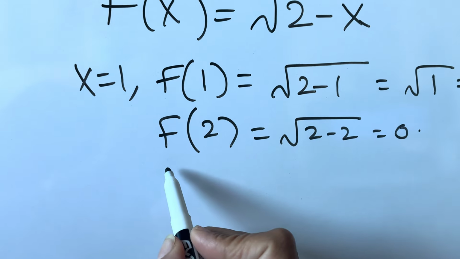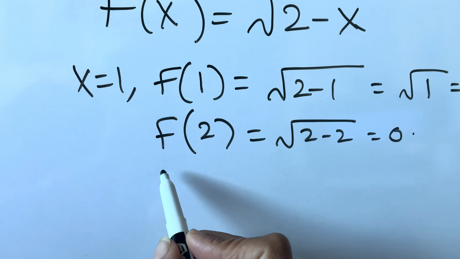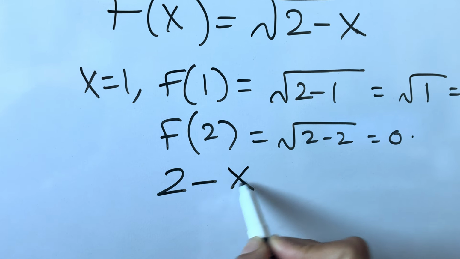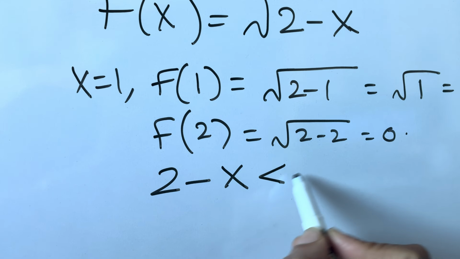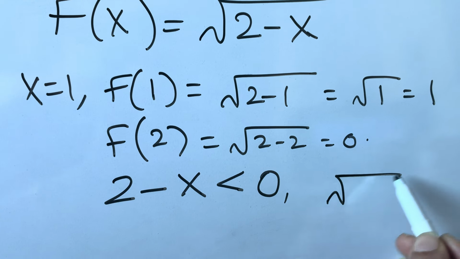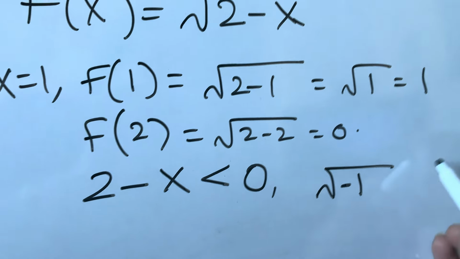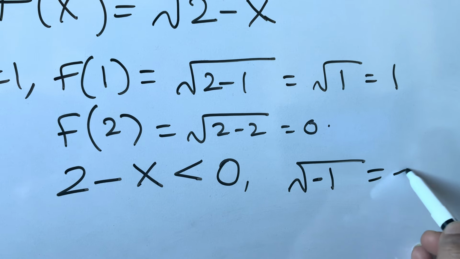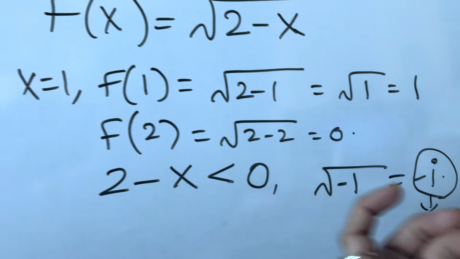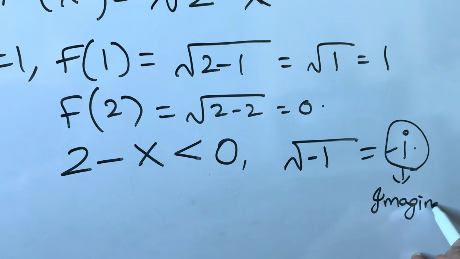So suppose we wanted to find out the value of x as a different value, let's say 2 minus x is less than 0, because if it is less than 0, the square root would be the square root of a negative number. Say it is minus 1, then that would be indicated as minus i. So it would go to the imaginary values. So let's write it down. The range would be imaginary values.